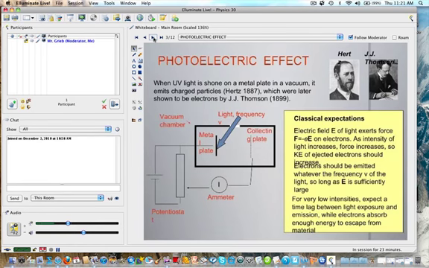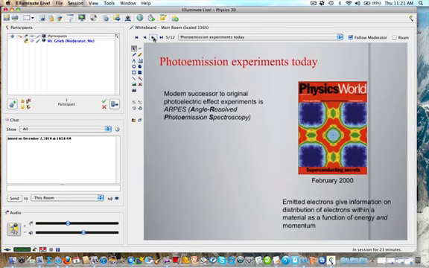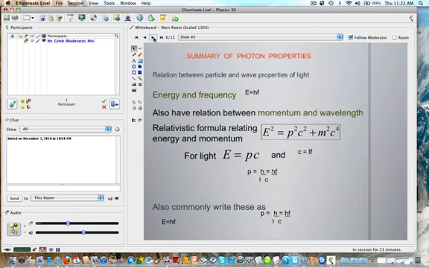So the photoelectric effect, we already saw last day: light shone on a metal plate will emit charged particles. This was described by Einstein using the photon model for light. Different photoemission experiments started to show different things, however. Here's a summary of photon properties, energy and frequency. E equals hf was one of the main equations used to describe light by Einstein.